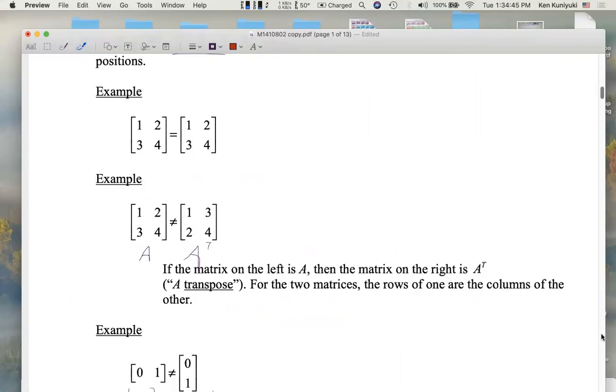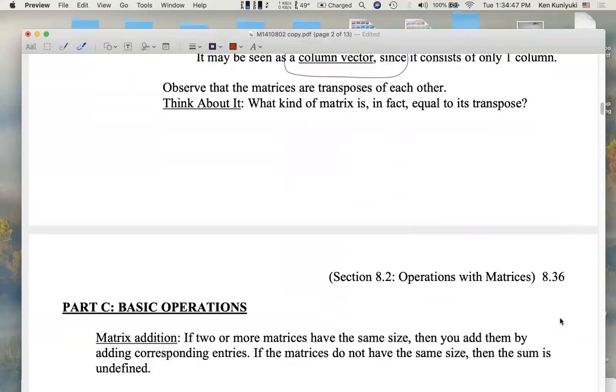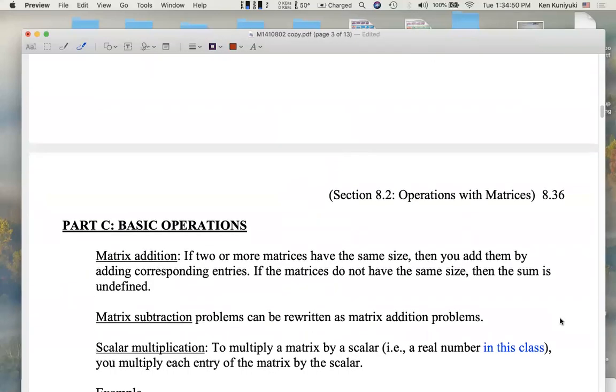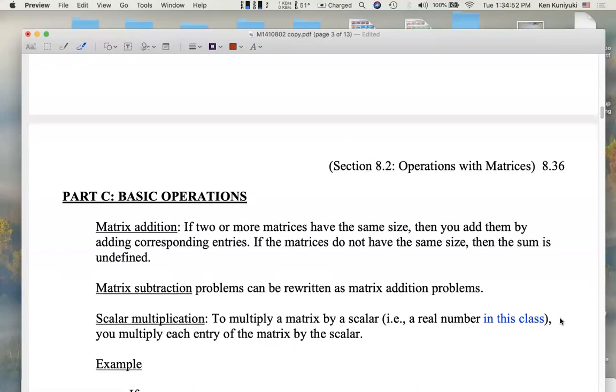Okay. Next up, we're going to talk about basic operations for computing with matrices, and they're not so surprising. Next time.